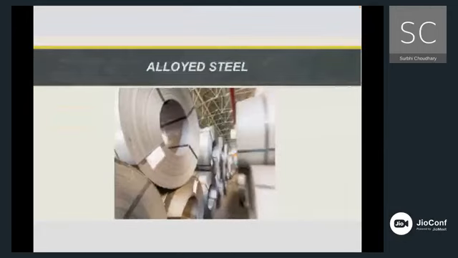This is the alloyed steel, which is prepared by adding particular elements in different proportions in order to make it corrosion resistant.